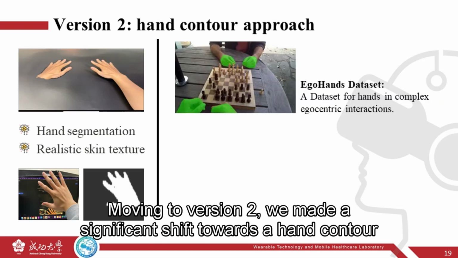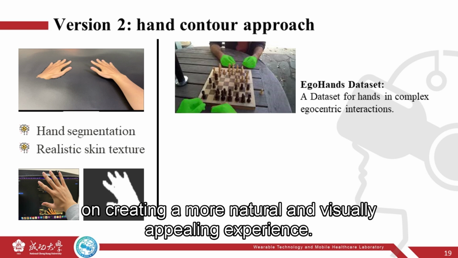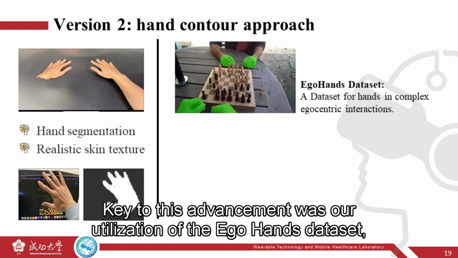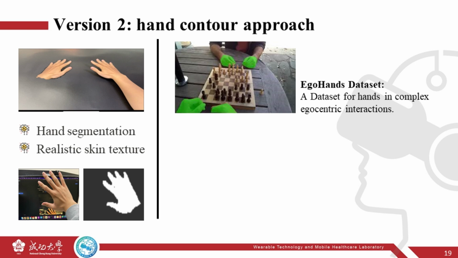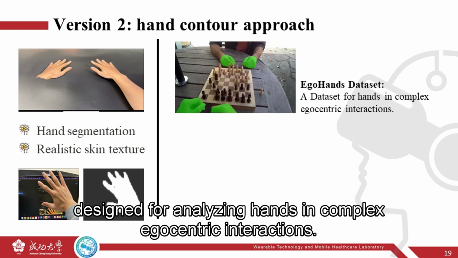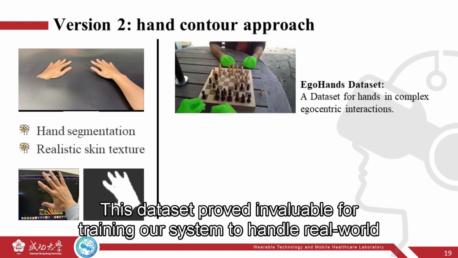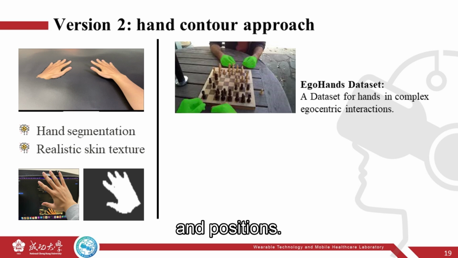Moving to version 2, we made a significant shift towards a hand contour approach, focusing on creating a more natural and visually appealing experience. Key to this advancement was our utilization of the EgoHands dataset, which is specifically designed for analyzing hands in complex egocentric interactions. This dataset proved invaluable for training our system to handle real-world hand movements and positions.